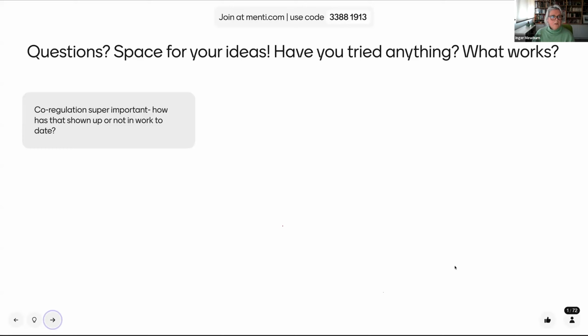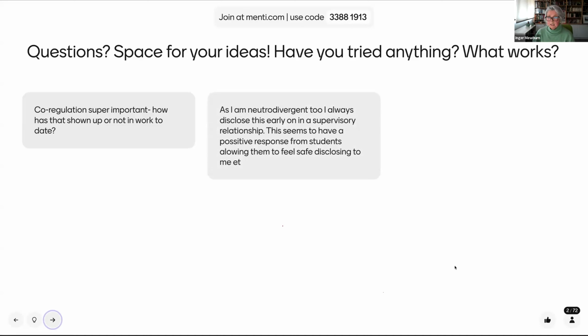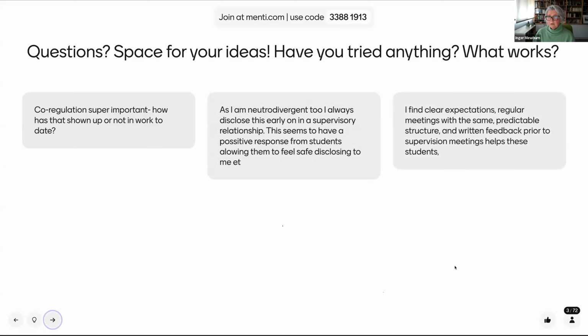Co-regulation, super important. How's that shown up or not in work today? Well, that's probably one of the questions we need to tackle through qualitative interviewing, because the data that we've got is statistical and some open text.